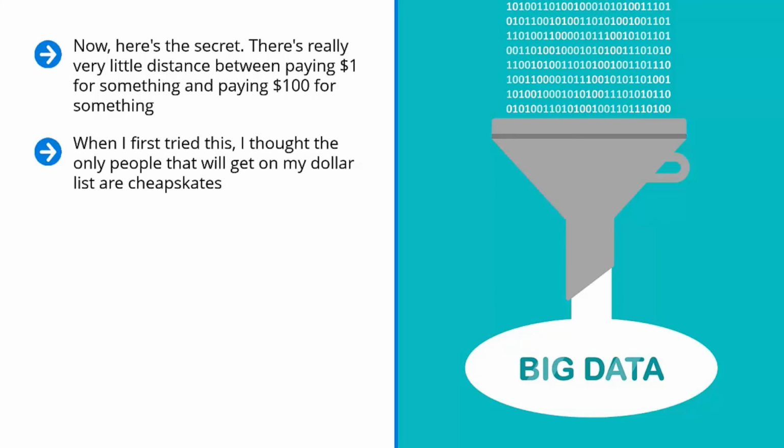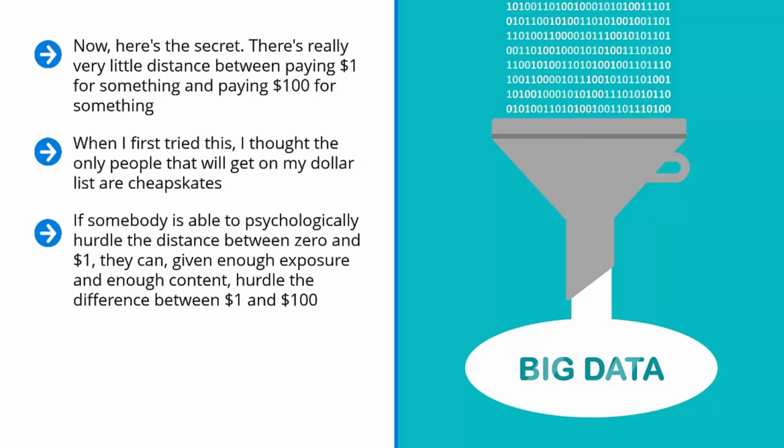These are misers. In the back of my mind, I thought that they're just not going to buy big-ticket items. Boy, was I proven wrong. If somebody is able to psychologically hurdle the distance between 0 and 1, they can, given enough exposure and enough content, hurdle the difference between $1 and $100. This is not theory, nor is it speculation. I see this all the time with my own two eyes.